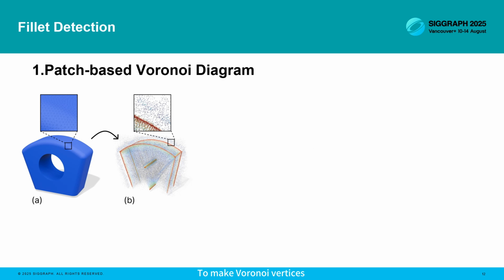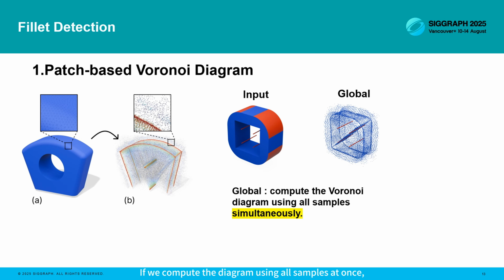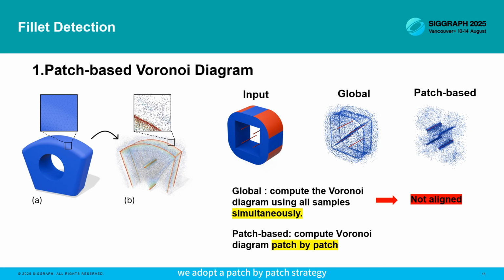To make Voronoi vertices serve as candidates for rolling ball trajectories, our algorithm samples points at the centroids of mesh triangles to construct the Voronoi diagram. If we compute the diagram using all samples at once, the points from different regions interfere with each other, resulting in Voronoi vertices that do not align with the true fillet paths. To avoid such interference, we adopt a patch-by-patch strategy to compute the Voronoi diagram. This strategy makes the Voronoi vertices align well with the true fillet paths.